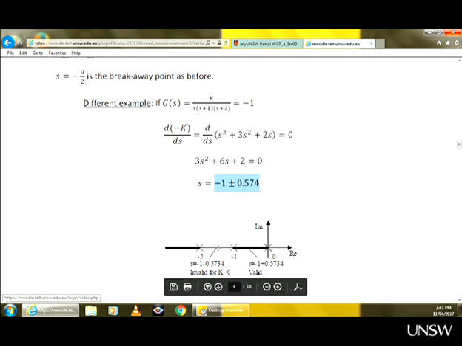This point is not valid. This point is not a valid solution, because you can't have a breakaway point unless you have a root locus. So you ignore this other solution.